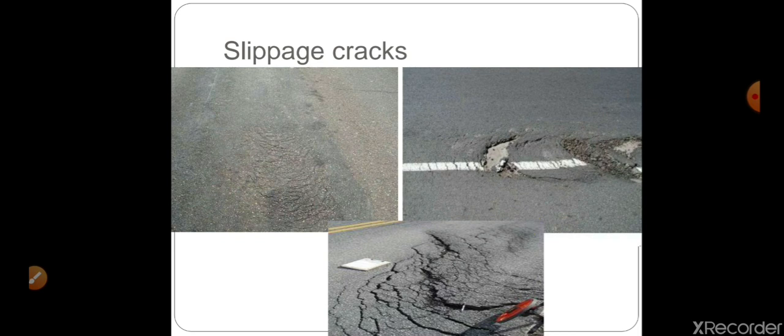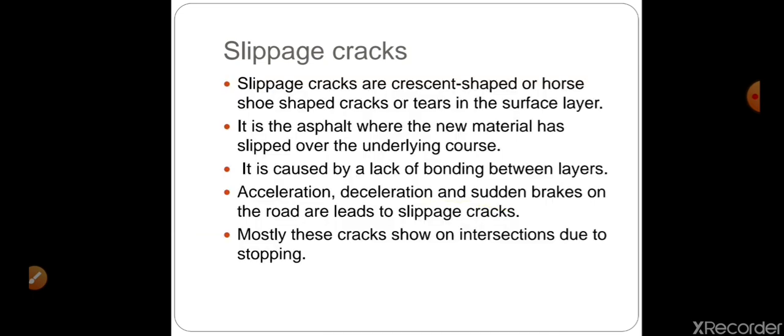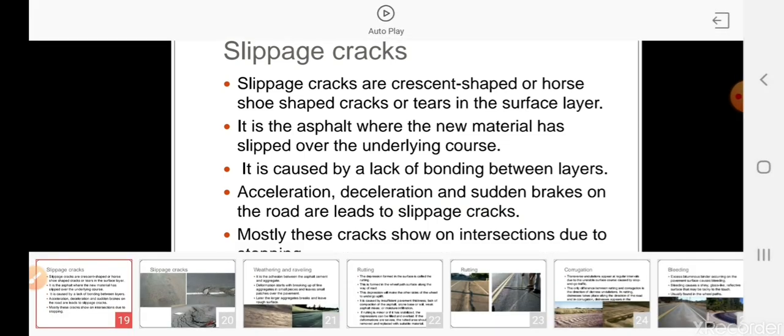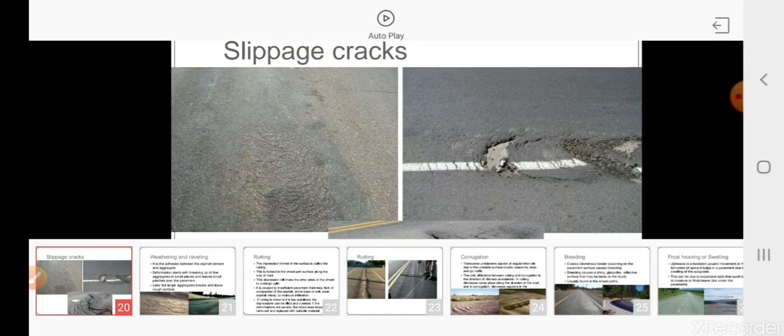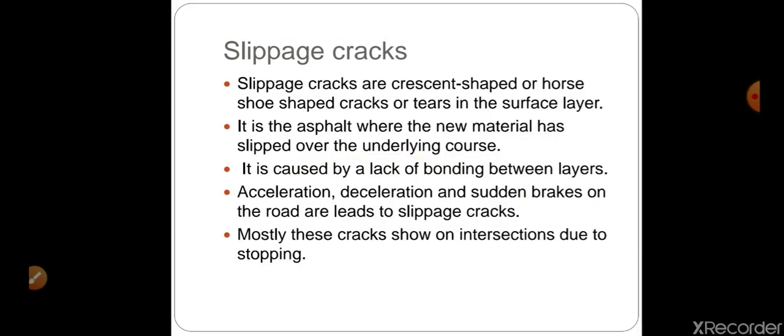Next is what we call slippage crack. Slippage cracks are crescent shaped or horseshoe shaped cracks or tears in the surface layer. It is in asphalt where the new material has slipped over the underlying course. Like when you go for surface maintenance, at that time you add the new surface layer there. In those conditions, what happens? Whatever the top layer is, it is going to slip.